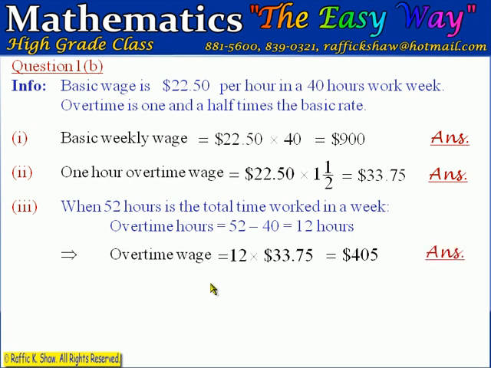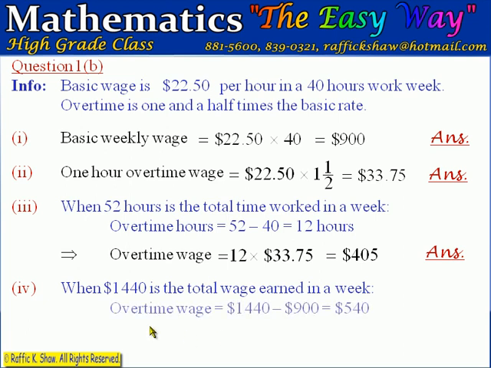So that's $405. And then in part 4, we are told that her total wage in a particular week is $1,440, and we're asked to calculate the number of overtime hours that she would have worked to earn this $1,440 in a week. But what we need to do first is subtract the normal weekly wage to see what the overtime wage was. So the overtime wage would have been the total wage for that week minus the basic wage. It means that the overtime wage would have been $540.